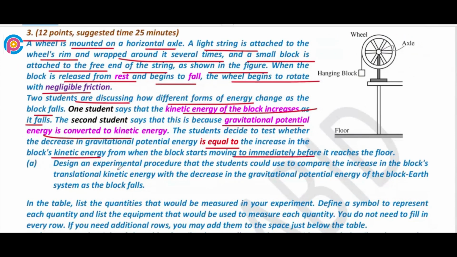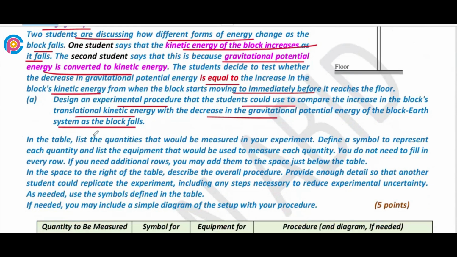Now we have to design an experimental procedure that the students could use to compare the increase in the block's translational kinetic energy with the decrease in gravitational potential energy of the block-Earth system as the block falls. In the table, list the quantities that would be measured in your experiment, define the symbol of each quantity, and list the equipment that could be used to measure each quantity. You don't need to fill every row. If you need additional rows, you may add them in the space below the table.